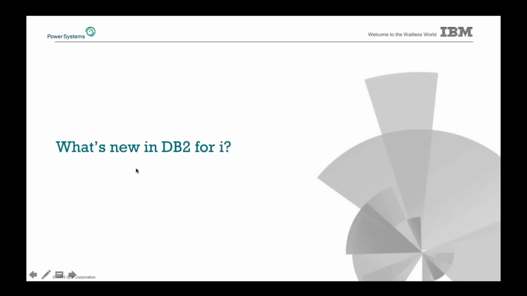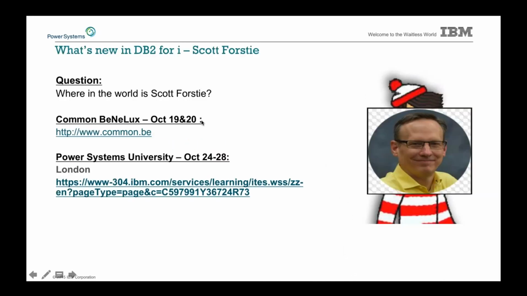Other things in DB2. We've got a couple of exciting things going on there. First off, Scott Forstie, our architect for database, is getting ready to start a little whirlwind tour, kind of like where in the world is Waldo? Well, where in the world is Scott Forstie? So next week he'll be in Benelux, along with Jesse, as well as Liam, at the conference.